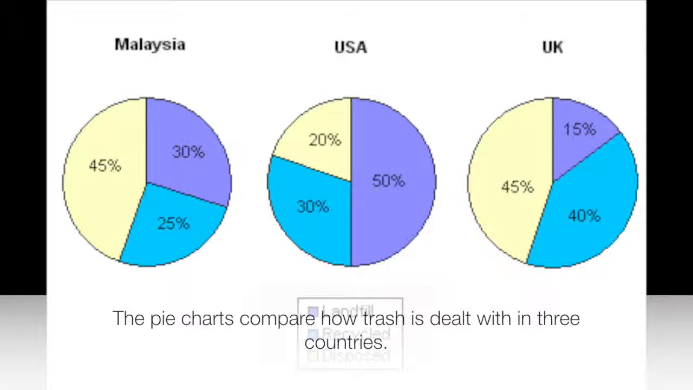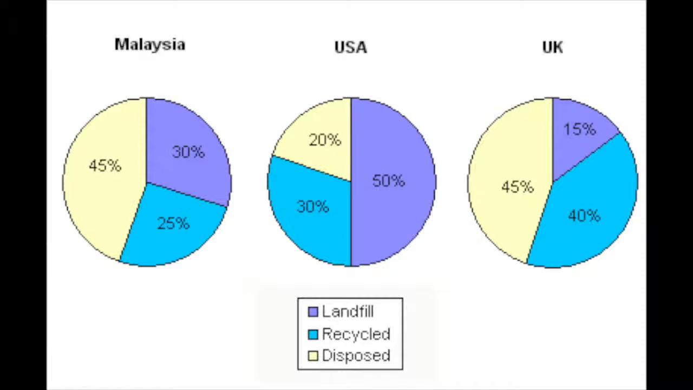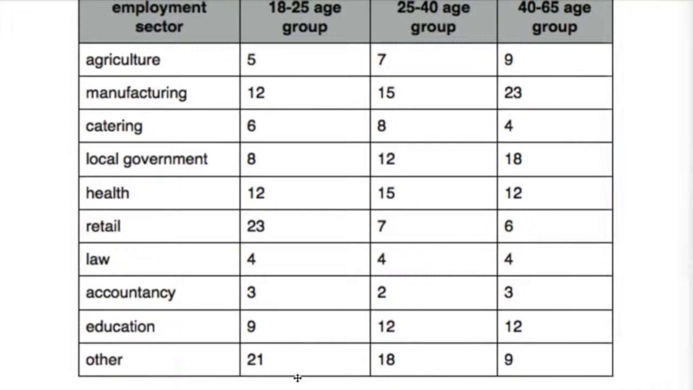Or we could write, the pie charts compare the percentage of trash that is put in landfill, recycled, or disposed in 3 countries. If you want to write the 3 countries, that's okay, but you don't really need to. No time is mentioned, so you don't need to write time either. Okay, let's look at another one for you. Here's an exciting one. Look at that.